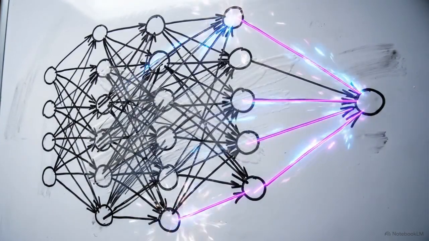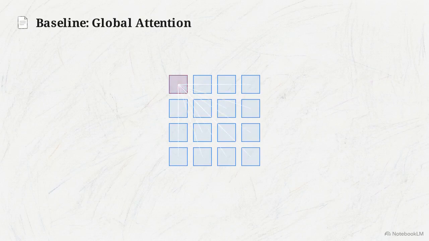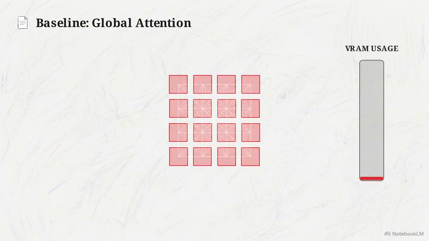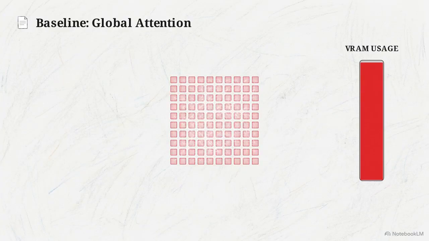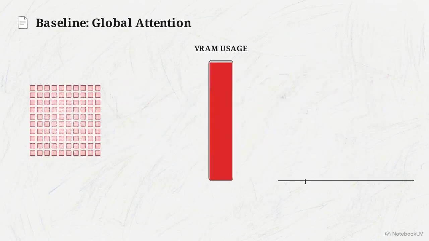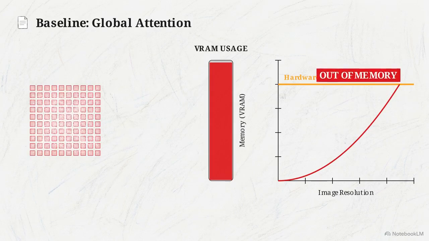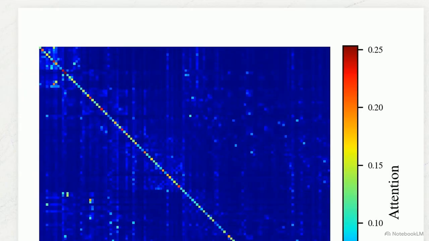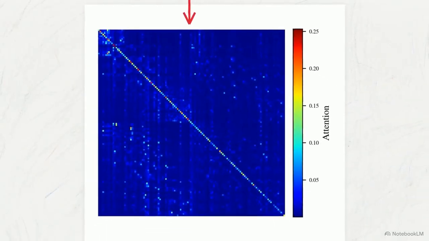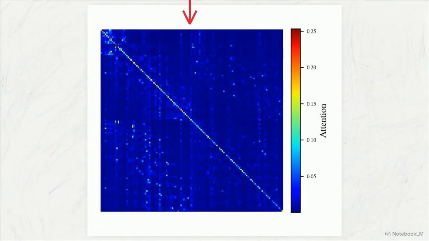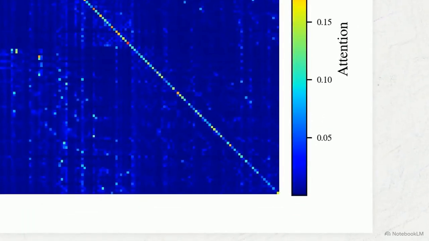The teardown started with the original VGGT baseline architecture and its reliance on all-to-all global attention. In global attention, every image token communicates with every other image token across every frame. Mathematically, the memory required to compute these connections scales quadratically with image resolution, hitting a hard VRAM ceiling early on. This global attention matrix shows the actual token interaction within the model. The dark blue areas indicate that the vast majority of tokens are not exchanging meaningful information. The quadratic compute cost is being wasted on empty connections.